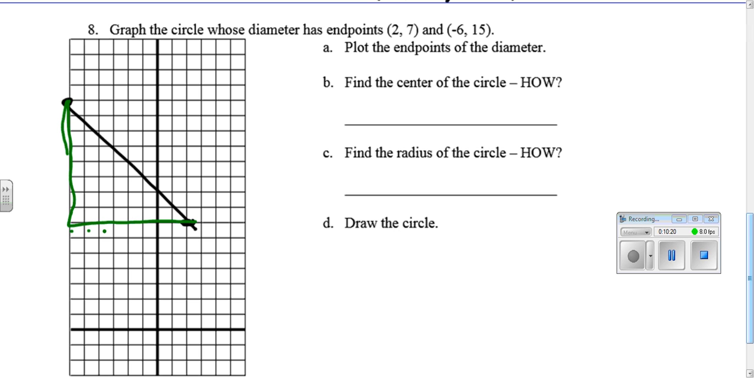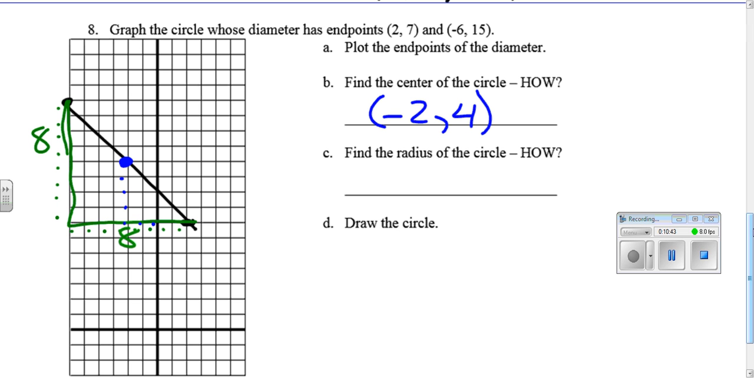1, 2, 3, 4, 5, 6, 7, 8. 1, 2, 3, 4, 5, 6, 7, 8. Midpoint, cut it in half. So half of 8 is 4 and 4. So 1, 2, 3, 4, up, 1, 2, 3, 4. Here's the center. It's the middle of the diameter. That is at the point -2, 4.